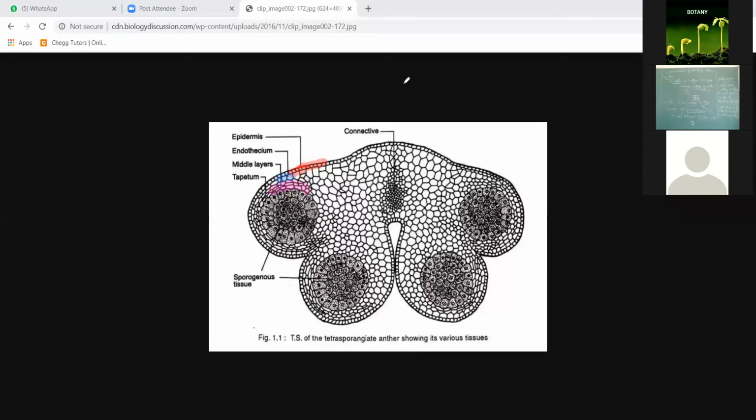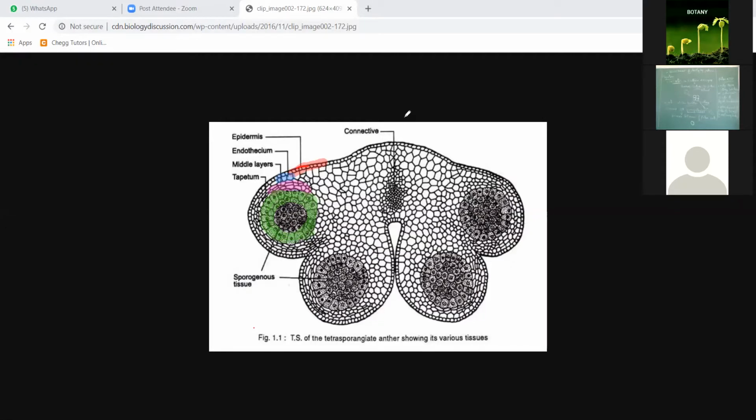And inside that there is the presence of tapetum. Tapetum is the nutrient tissue. This is the tapetum, with multinucleate condition and dense cytoplasm. This is the tapetum.